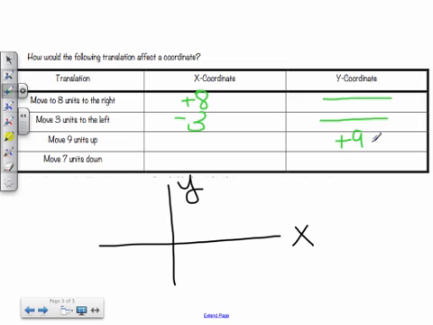Moving 9 units up has an effect on the y-coordinate, but it does nothing to the x-coordinate, so we're going to cross that off. And then moving 7 units down, same thing, it's going to affect my y-coordinate, and I'm not going anywhere in the x direction, so I'm going to write minus 7 here, and then I will just put a line through this right here.